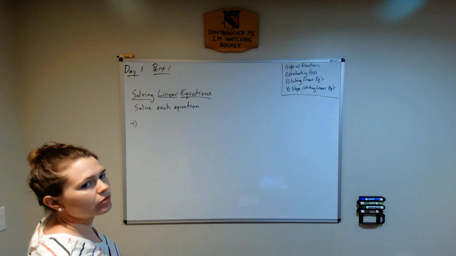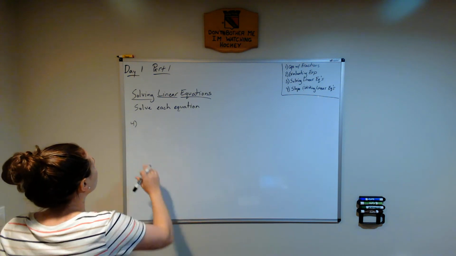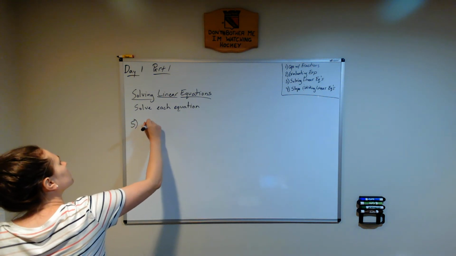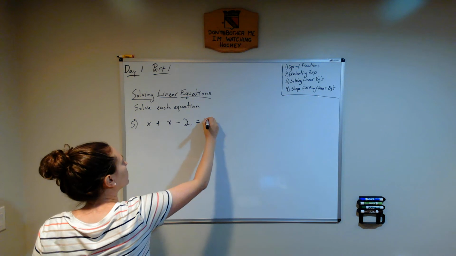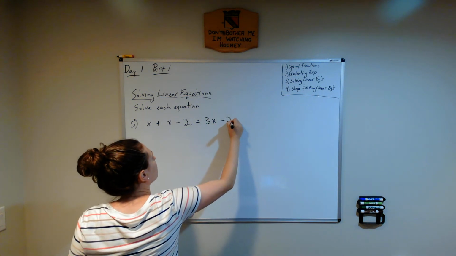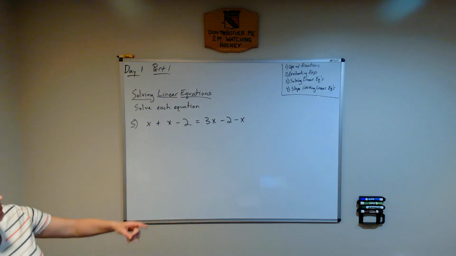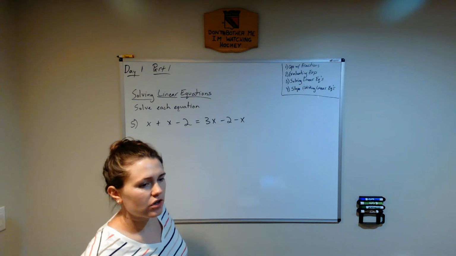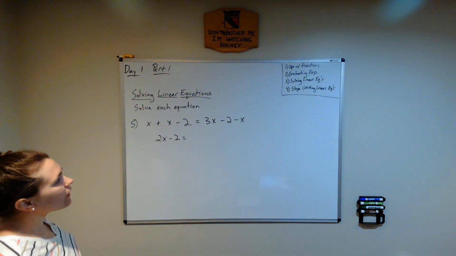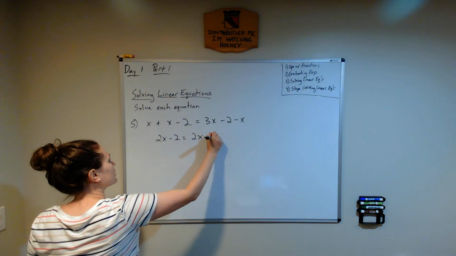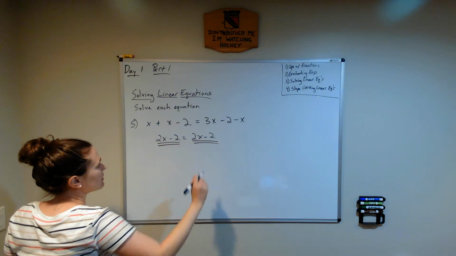And let's do one more before we move on to slope and writing linear equations. So, for number 5, x plus x minus 2 equals 3x minus 2 minus x. So left-hand side, let's clean that up: 2x minus 2. Simplify the right-hand side: 2x minus 2. If you notice, the left-hand side is the exact same thing as the right-hand side.